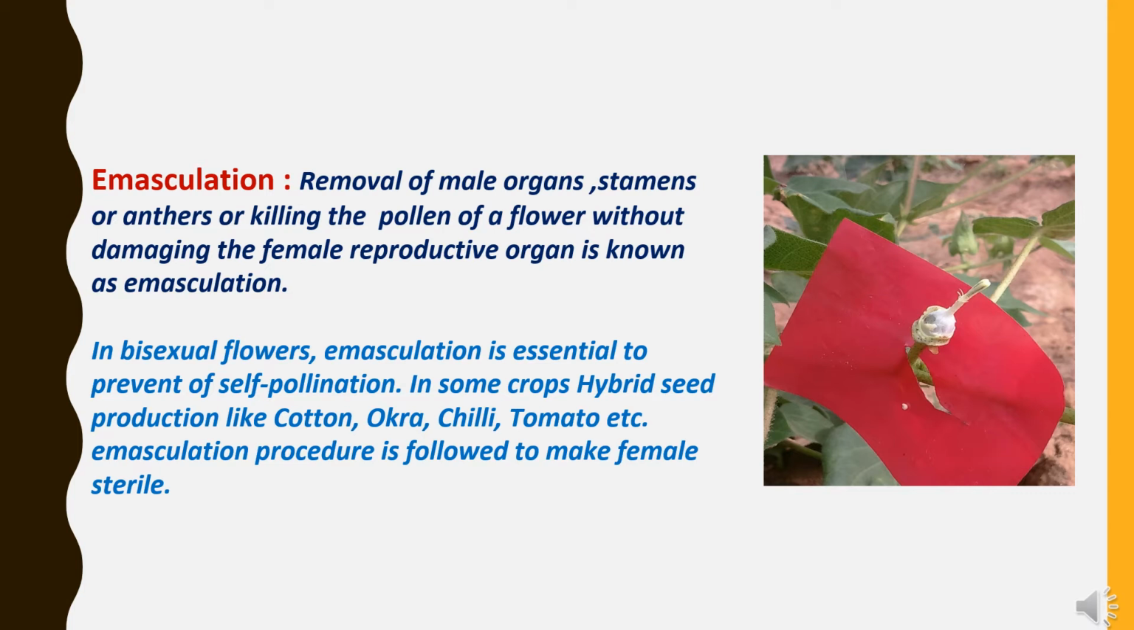Emasculation process. Removal of male organs, stamens or anthers, or killing the pollen of a flower without damaging the female reproductive organ is known as emasculation. Emasculation is one of the important practices in cotton hybrid seed production in the conventional method. In bisexual flowers, emasculation is essential to prevent self-pollination. In some crops, like hybrid seed production of cotton, okra, chili, tomato, the emasculation process is followed to make the female sterile.